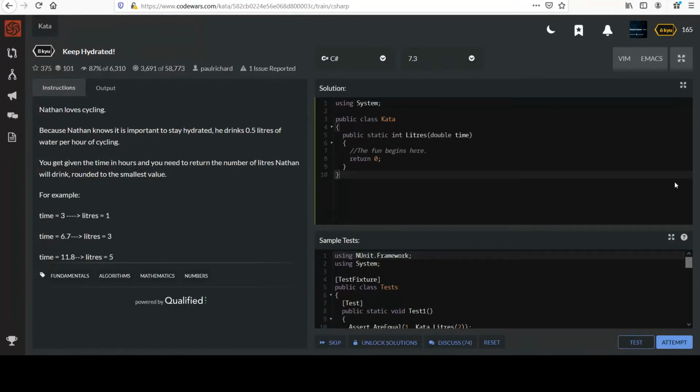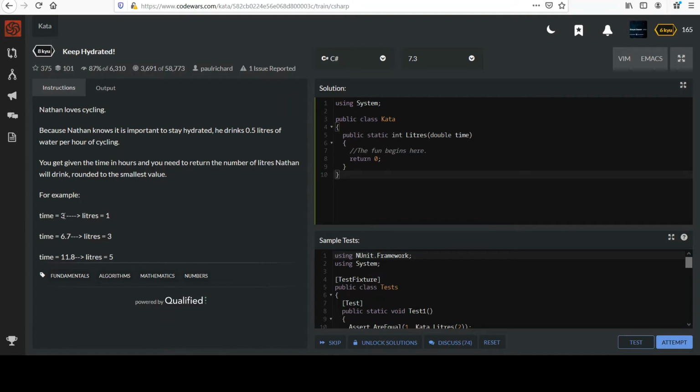This next one's called Keep Hydrated. Nathan loves cycling. Because Nathan knows it is important to stay hydrated, he drinks 1/2 liters or 0.5 liters of water per hour of cycling. You get given the time in hours, and you need to return the number of liters Nathan will drink, rounded to the smallest value. For example, consider a time input of 3 hours. That would return 1 liter.